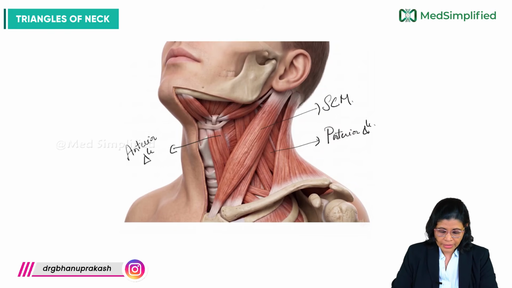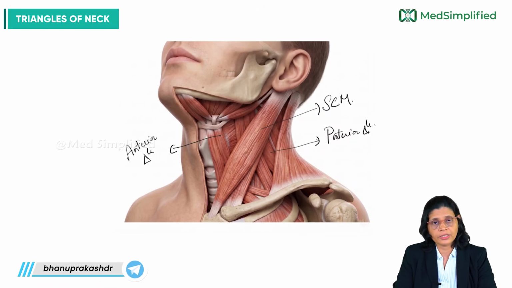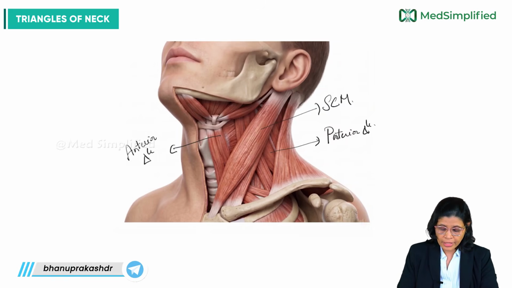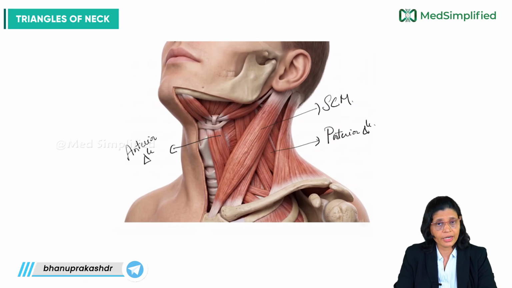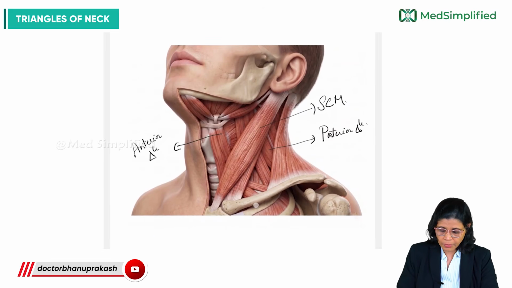The sternocleidomastoid extends from the sternum up to the mastoid process, running obliquely backwards and dividing this entire quadrangular space into two triangles. So let's see these triangles, their subdivisions and the important contents, because in these triangular spaces there are very important nerves and vessels of the head and neck region, and so the study of this is very important.